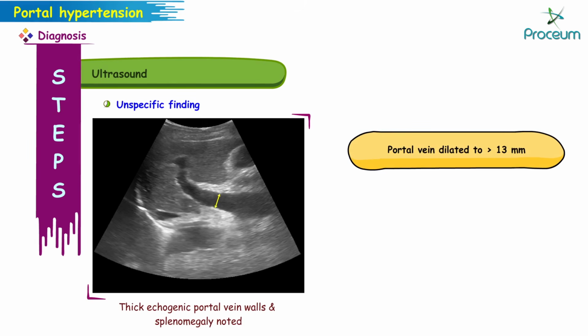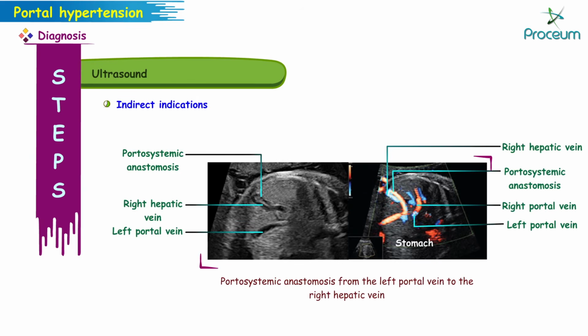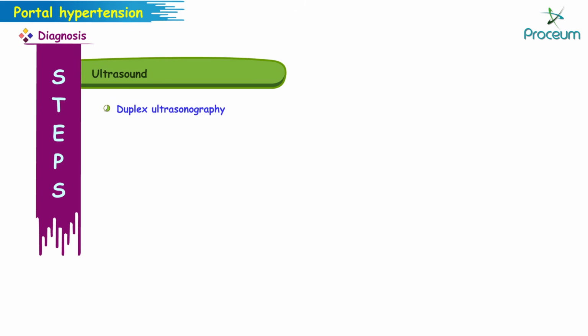A dilation of the portal vein to more than 13 millimeters may also result from other causes and is therefore not a reliable indication of portal hypertension. Similarly, a portal vein of less than 13 millimeters does not exclude the possibility of portal hypertension. Certain indirect indications on ultrasonography include visualization of increased blood flow via portosystemic anastomoses using duplex ultrasonography.